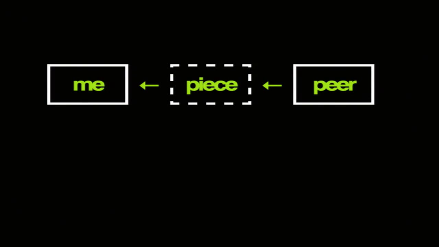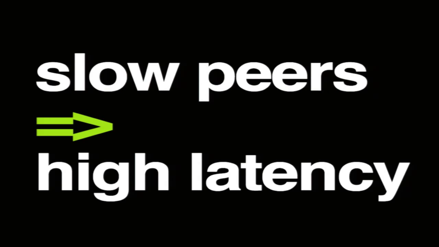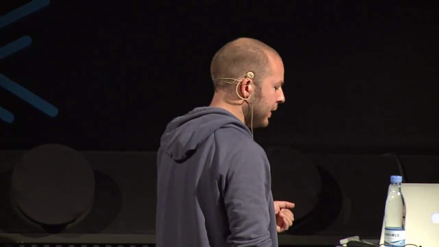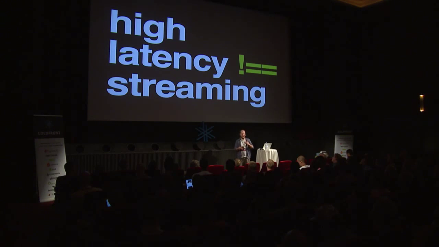So it's a super, super simple solution. However, there is a scenario where this peer up here might be really, really slow. He might be on crappy 4G internet. So what happens? If you have a peer that's really slow, you will get high latency, which means it'll take a long time to fetch this half a meg. And if you have really high latency, it's not really streaming. You're just sitting there waiting for something to happen.